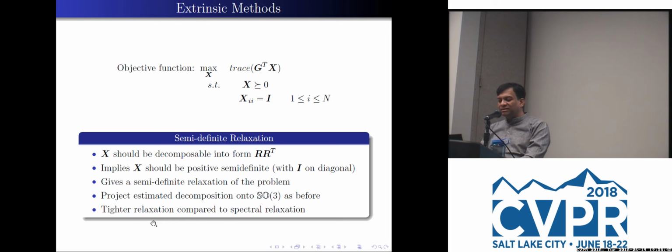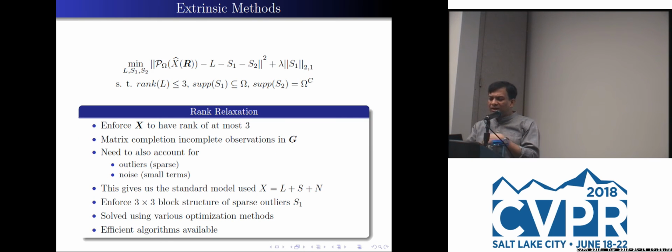People have shown that this gives you a better solution compared to the spectral relaxation technique, because you are doing a better job of enforcing the individual constraints on the underlying representation. There is a rank relaxation form. I won't go into the details.